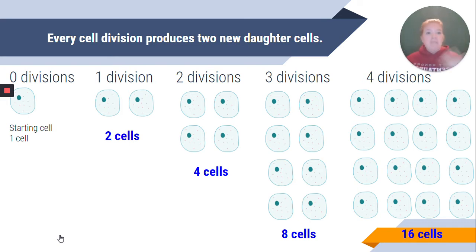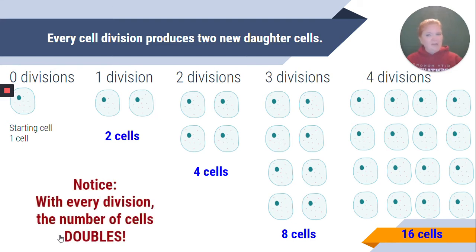And I would keep doubling it every time. So in case you didn't notice, with every division, the number of cells doubles. So I have no divisions, I have 1 cell. I double it, I have 2. Now I have 2 cells. I double it, I'm going to have 4. Now I have 4 cells. I double it, I'm going to have 8. Now I have 8 cells, and I don't have enough fingers, but I'm going to have 16 cells, and it's going to continue in that same way.